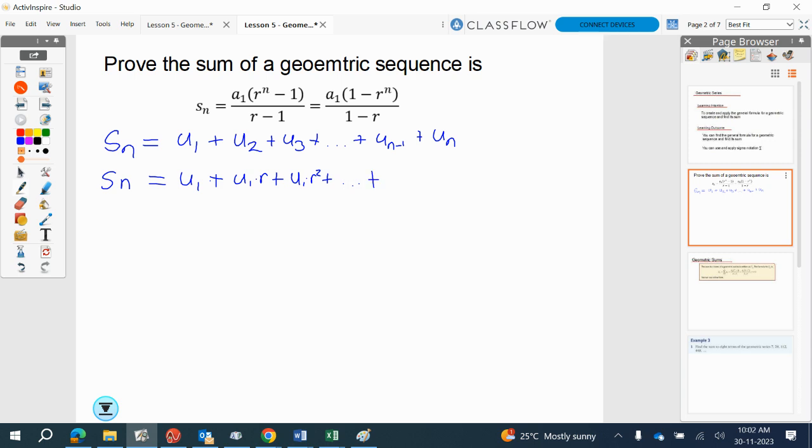So, how can we calculate the penultimate term? Let's have somebody other than you, Christian. You mean the last one? The penultimate one, the second to last. u1 times r.